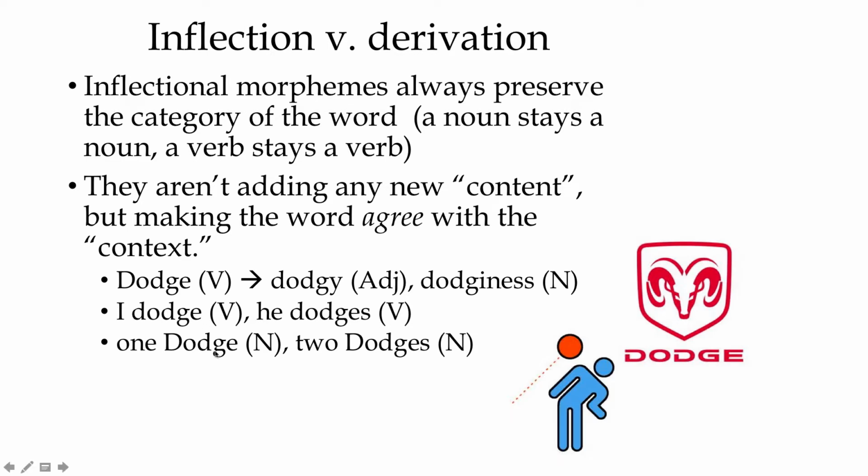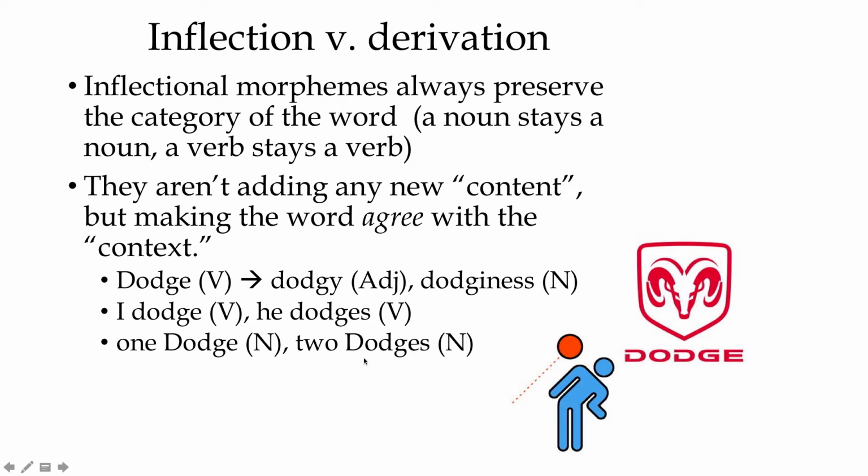Or if I have a car, think of Dodge being the car company. I have one Dodge or I have two Dodges. I have one Dodge in my driveway, I have two Dodge in my driveway. Yeah, it would strike you as a little bit weird, but it doesn't really change the meaning. You would get what I want to say. This plural S is just passively making it agree for number. I have one Dodge, and then if I've got more than one Dodge, I need this plural S here. These last two are cases of inflection.